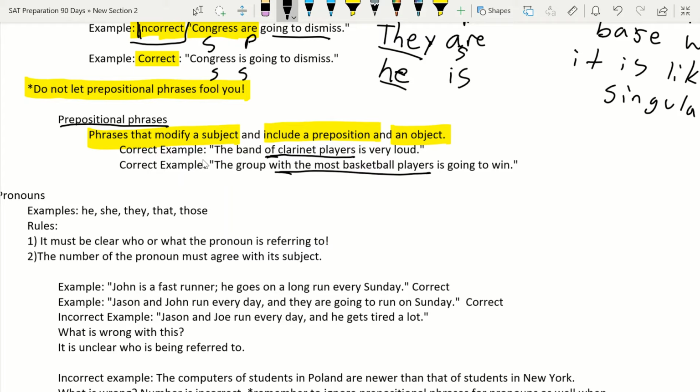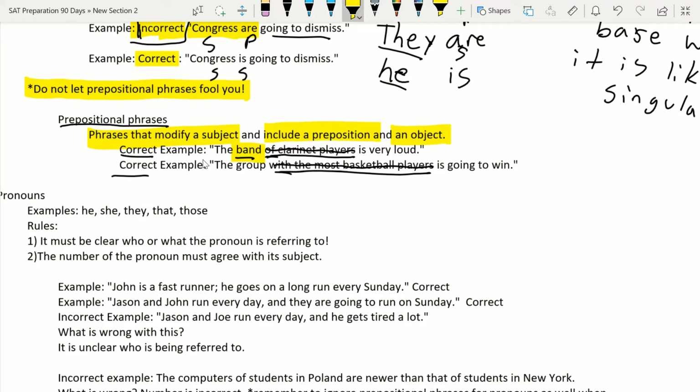We've identified those, so now let's identify our subjects in these two examples. Keep in mind both these examples are correct. Our subject here is going to be band, and I'll go ahead and highlight our subjects. The subject is the band, and the prepositional phrase is "of clarinet players." When we're matching our subject to our verb in number, we need to ignore our prepositional phrase. So we can go ahead and X it out, because it has nothing to do with matching the number of our subject to the number of our verb. So we get rid of "of clarinet players" and "with the most basketball players."